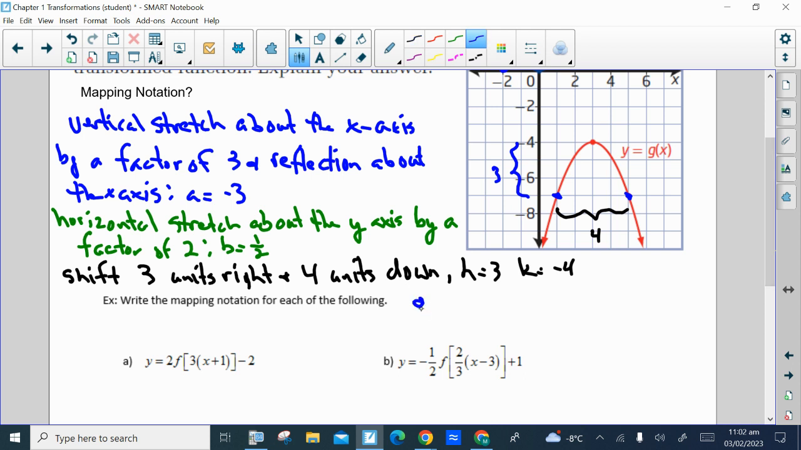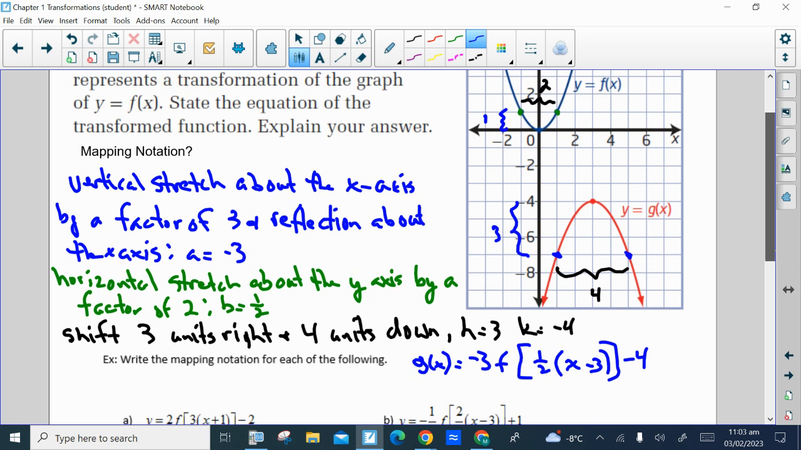So g of x will equal, we have an a value of -3. We have a b value of a half. It goes 3 units right, so our h value is 3. And remember, whatever happens to the x happens in the brackets, b times (x minus h), after f. And our k value is -4. So there's our equation.